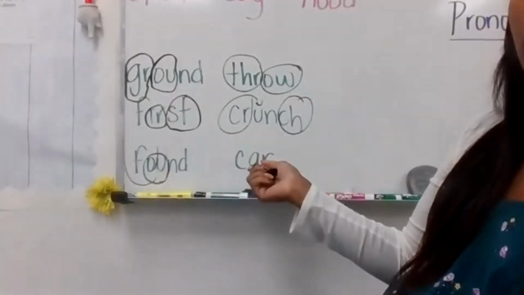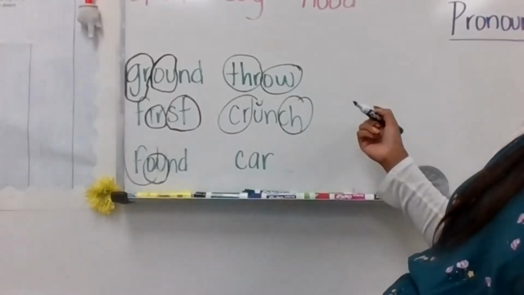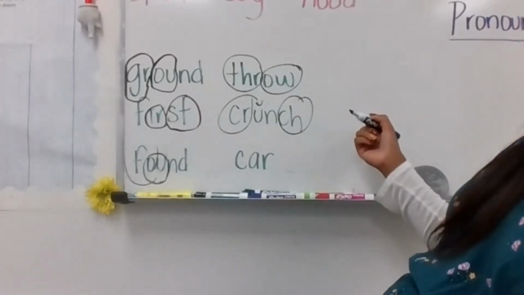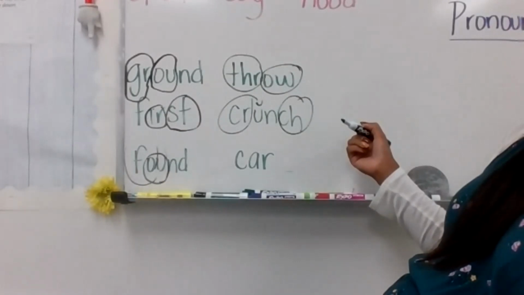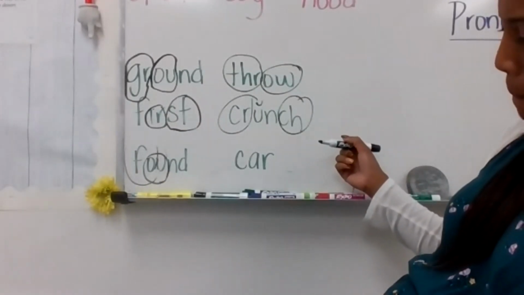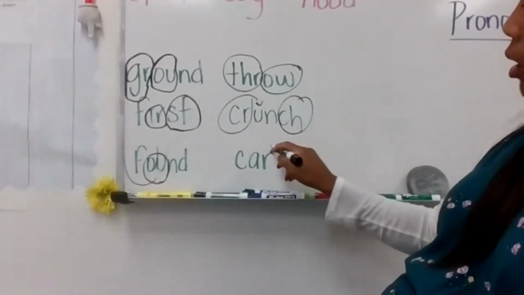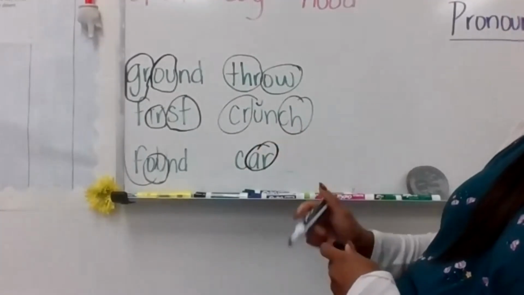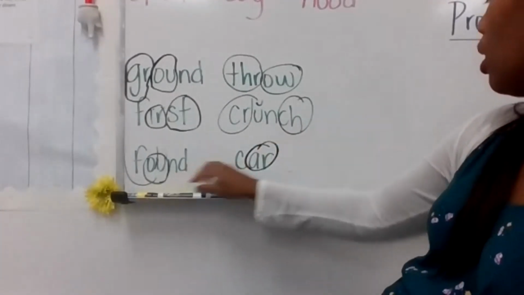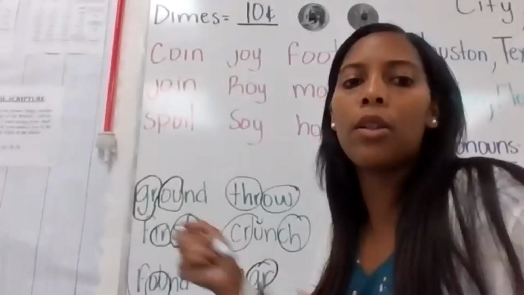What are the sounds? You unmute. Circle A-R. A-R, what's the word? Car. Okay, so today we're learning a couple of extra sounds.